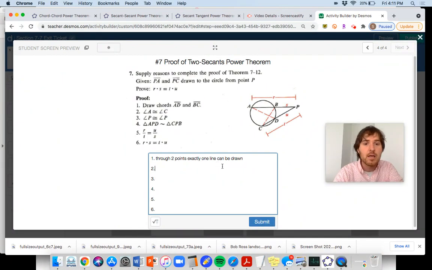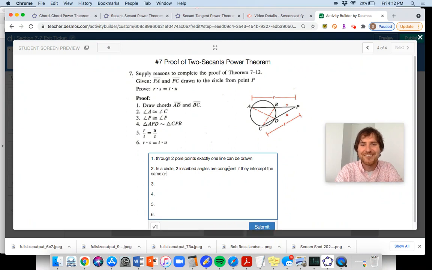Angle A is congruent to angle C. Well, that is in a circle. Two inscribed angles are congruent if they intercept the same arc. They both intercept arc BD, so A and C are congruent. Same deal with angle P. I didn't do this in the lesson video. Angle P is congruent to itself, so that's simply the reflexive property of congruence. We're saying something's congruent to itself, not something's equal to itself.